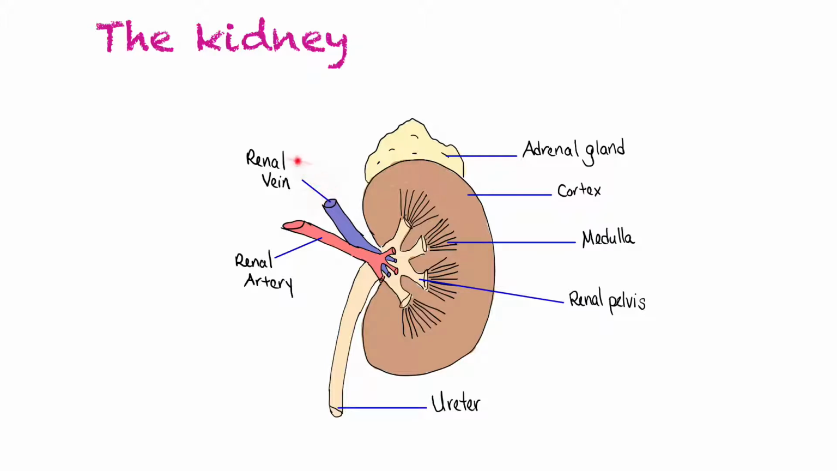The renal vein will take the purified or the filtered blood back to the body, but you can see that it's blue, so it has lost oxygen along the way, so it's going to head off to the heart and then to the lungs to be reoxygenated.